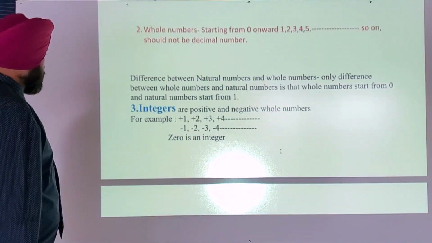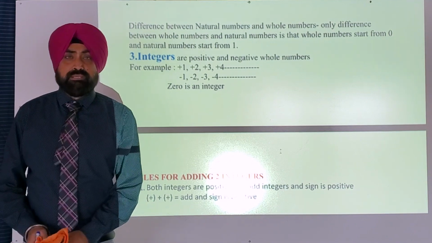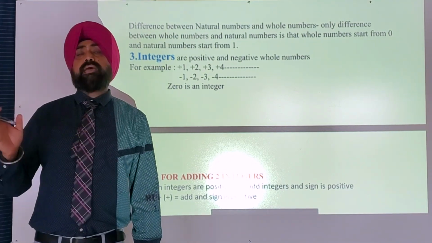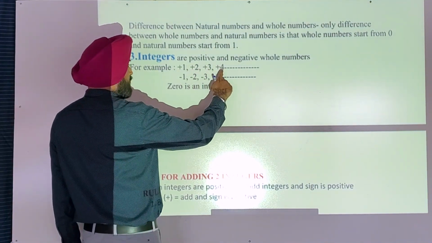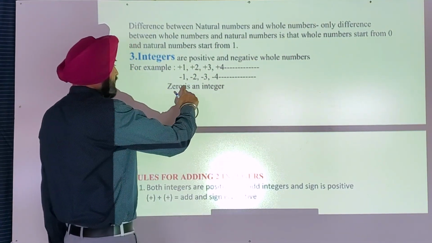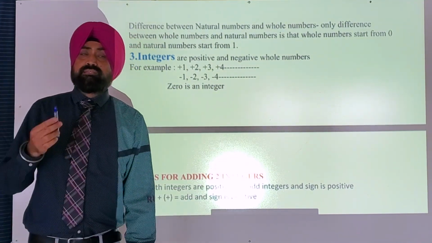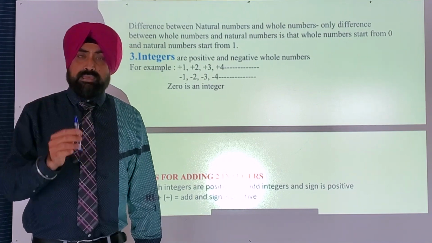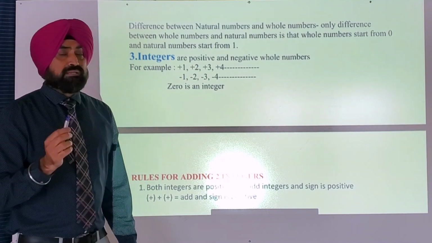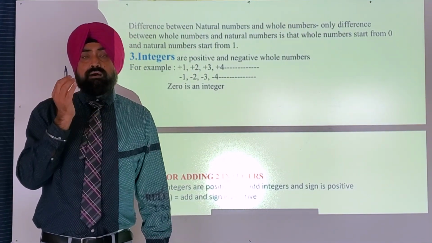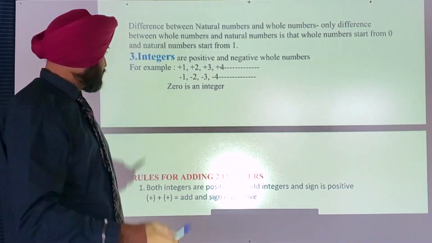Let's come to the integers. Integers are whole numbers, both positive whole numbers and negative whole numbers. For example, positive 1, positive 2, positive 3, and so on, or negative 1, negative 2, negative 3, negative 4, and so on. So integers are positive and negative whole numbers. 0 is an integer because we said that integers are whole numbers and 0 is a whole number.